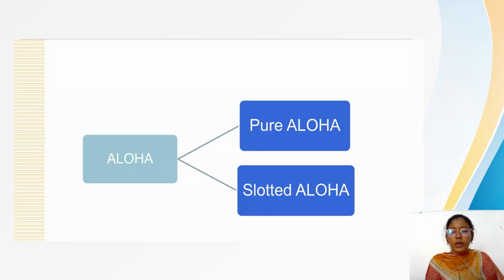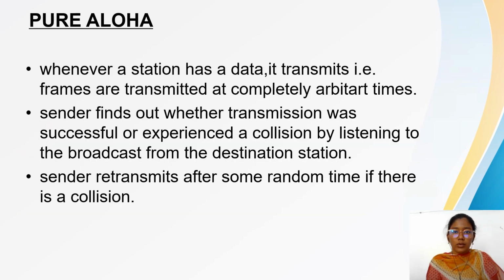ALOHA is of two types, pure ALOHA and slotted ALOHA. Now we are going to see the pure ALOHA. Whenever a station has data, it transmits. That means frames are transmitted at completely arbitrary times. The sender finds out whether the transmission was successful or experienced a collision by listening to the broadcast from the destination station. The sender retransmits after some random time if there is a collision.